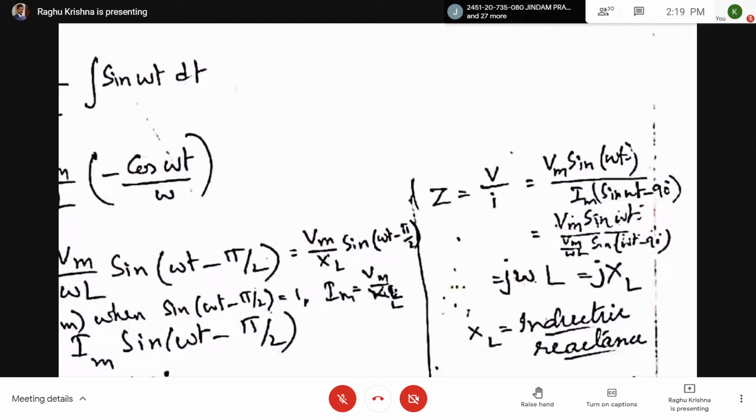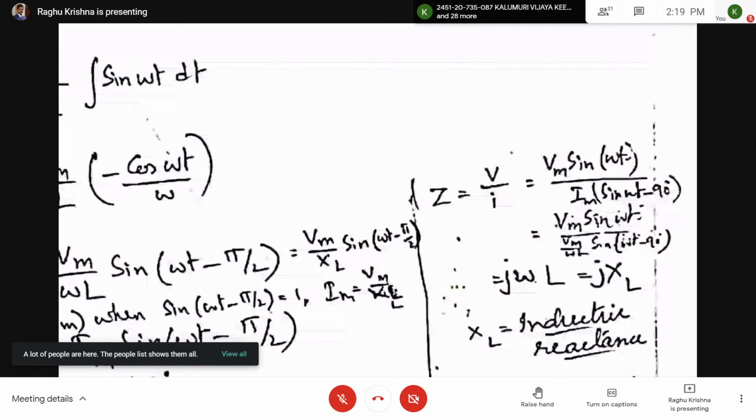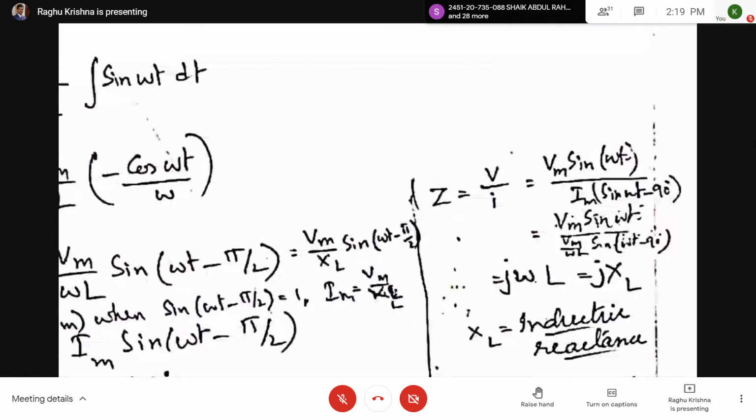So Z equals V by I. If you take Z equal to V by I and substitute the equations for V and I, you are going to get Z equal to j omega L, which is written as jXL, where XL is the inductive reactance.